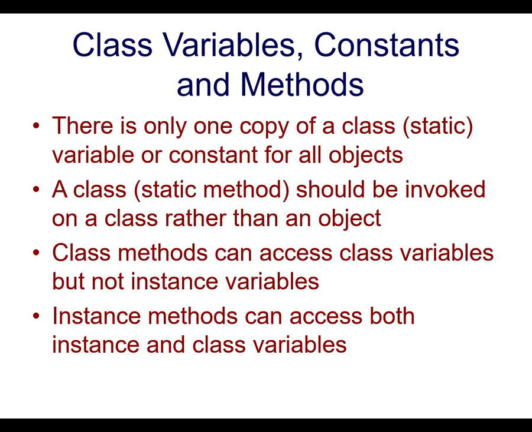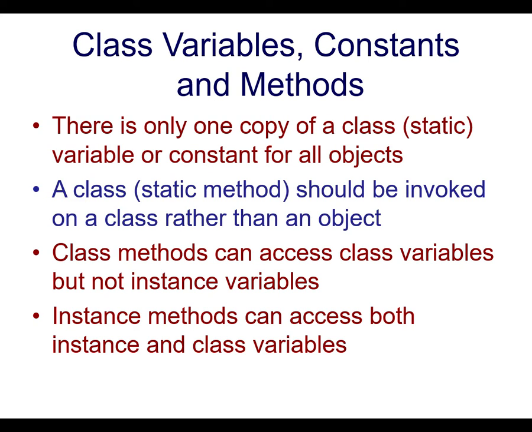Next, we contrast instance names with class names. These can be names of variables, constants, or methods. Like instance variables, class variables are variables declared inside a class but outside a method. But they can be distinguished from instance variables because they bear the modifier static, which is why they are also referred to as static variables. The key difference between instance and class variables or constants is that there is only one copy of a class variable or constant for all objects of a class.